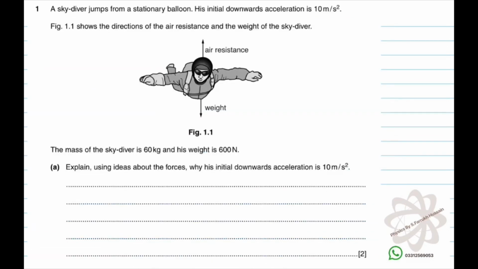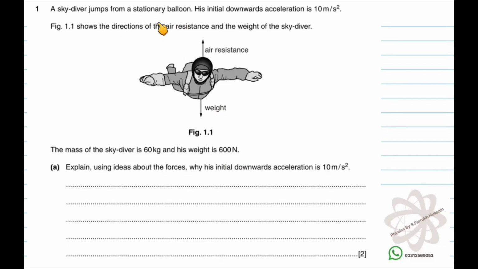Now this is a theory question. If the same concept is asked in theory, this is how you are going to do it. A skydiver jumps from a stationary balloon. His initial downward acceleration is 10 meters per second squared. Figure 1.1 shows the directions of the air resistance and the weight of the skydiver. Air resistance is acting upwards, weight is acting downwards, and the mass of the skydiver is 60 kg and his weight is 600 Newton.